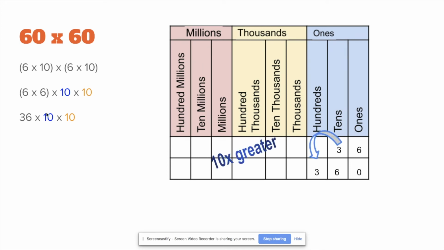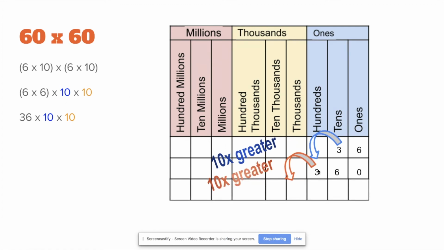But remember, we have to do 10 times greater and then another 10 times greater. So let's do 10 times greater again. We have 3 hundreds, 6 10s. 10 times greater than that would be 3,600. So your answer for 60 times 60 would be 3,600.